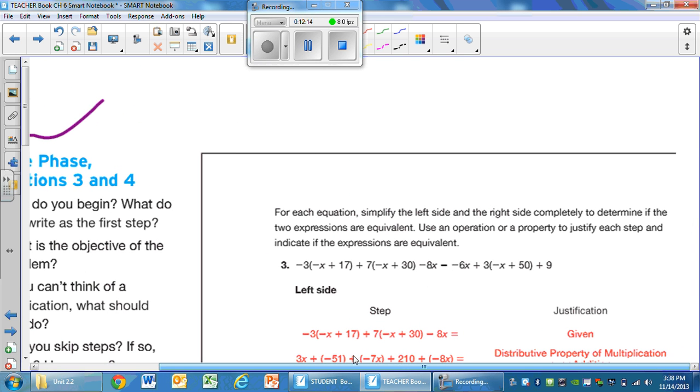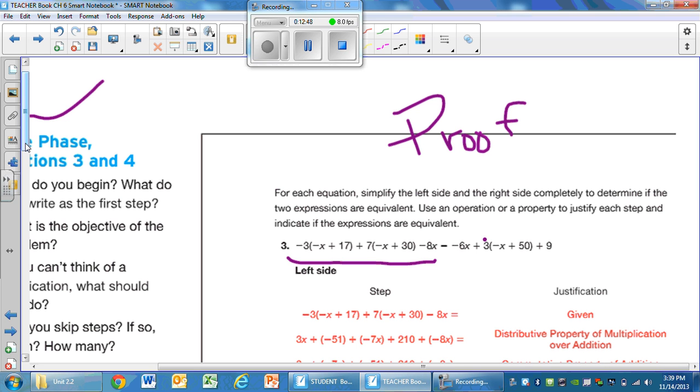So now we're going to still simplify, but I didn't just have the left side to simplify. I need to simplify both sides and then compare if they are the same. You can start with the left side or the right side. I started with the left side. You just rewrite the equation as you see it, so -3, etc. And then you say given. So this is a proof, by the way. We are proving this with our properties and we are simplifying it. The next thing we would do is the distributive property of multiplication over addition, and so on.